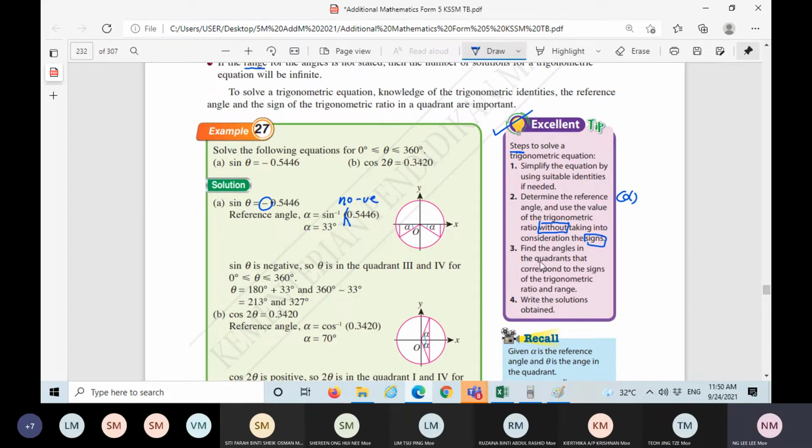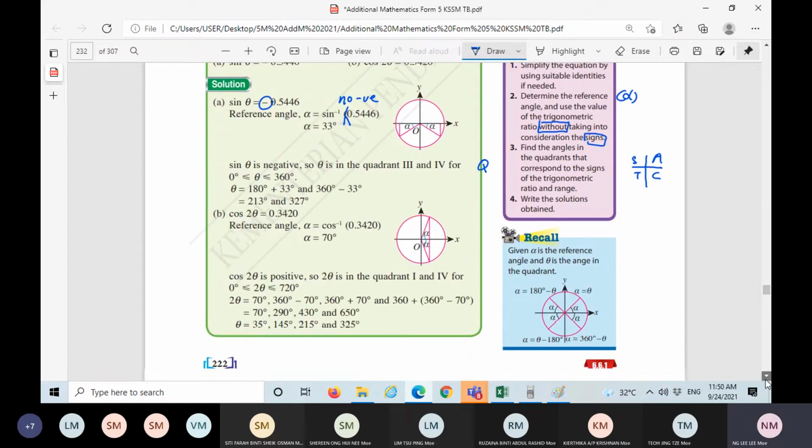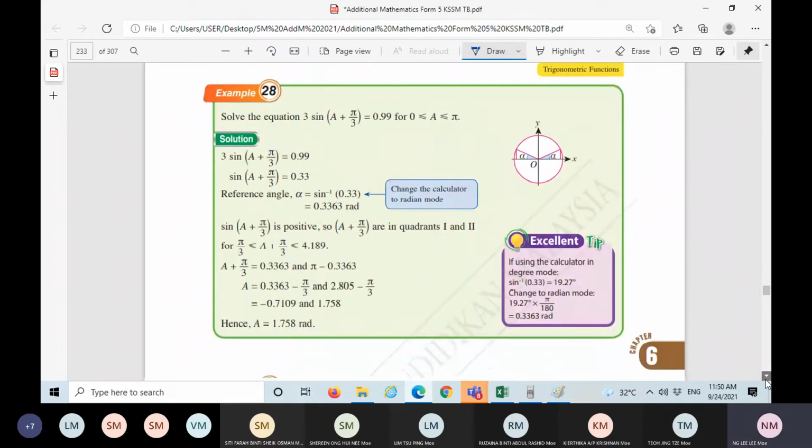Okay, next, find the angle in the quadrant that corresponds to the sign of the trigo ratio and range. This is what I mean, you must determine in which quadrant. So here the All Science Teacher Crazy will be involved. Okay, write the solution of them, means write out the final solution. Okay, so this one settled. We go to another example.